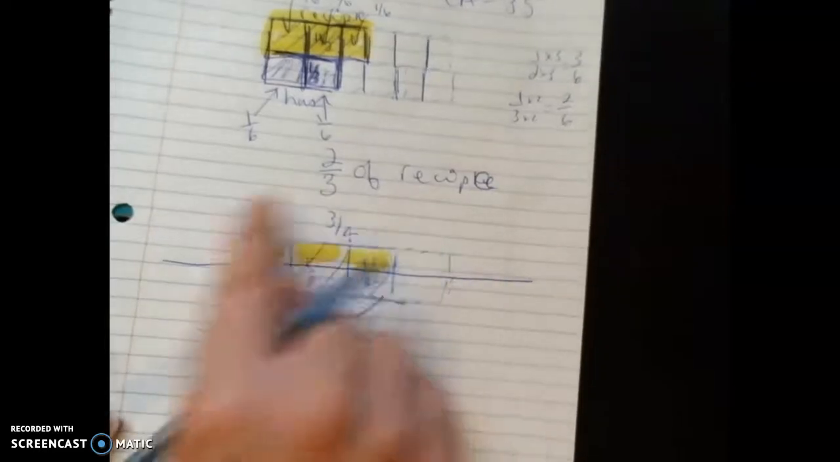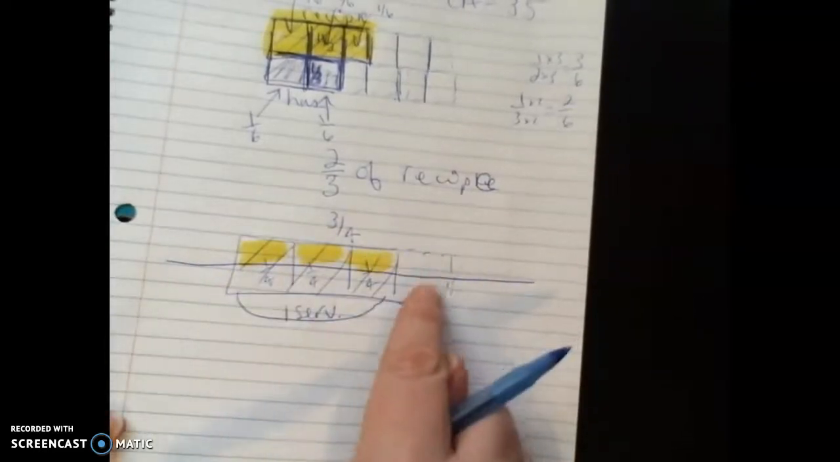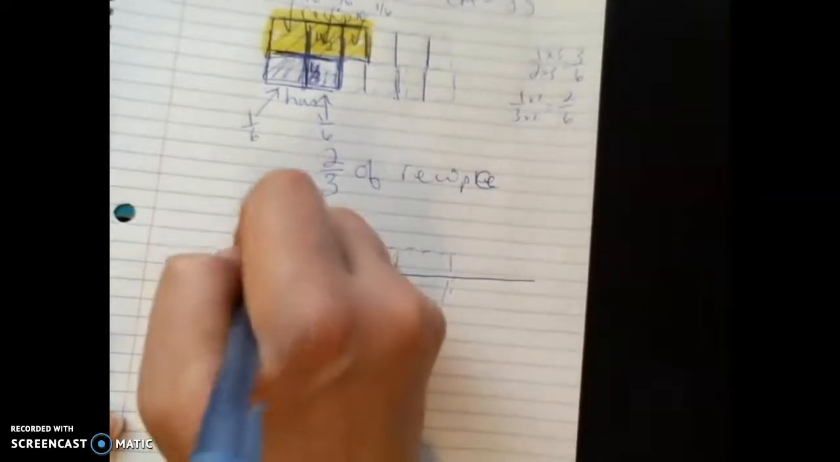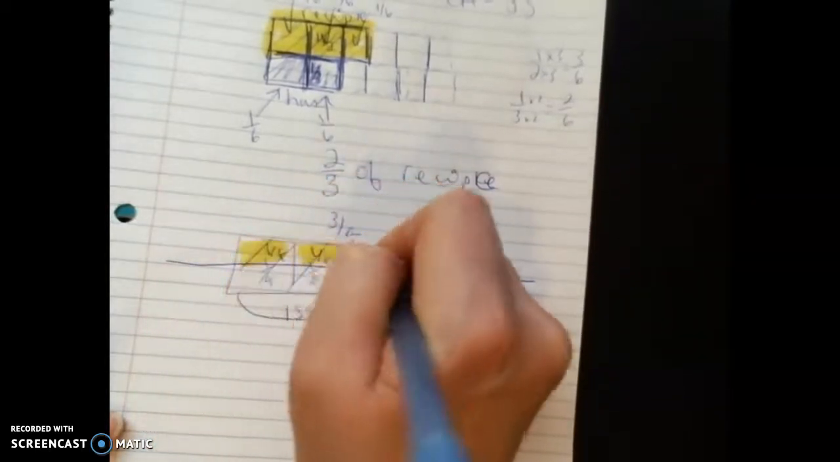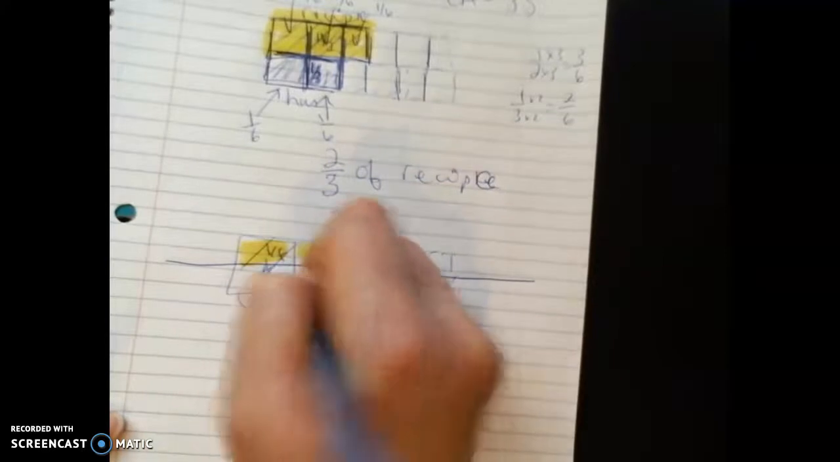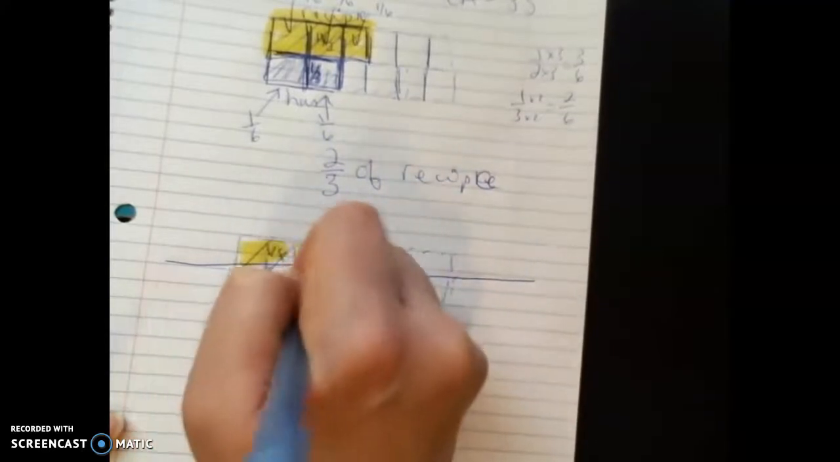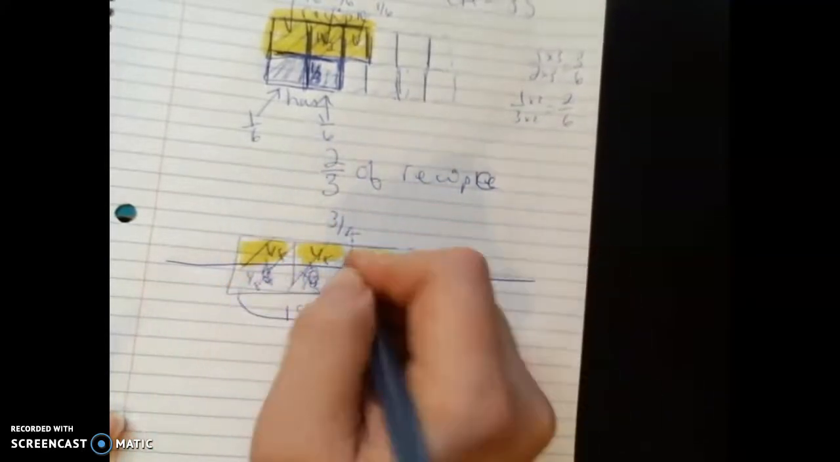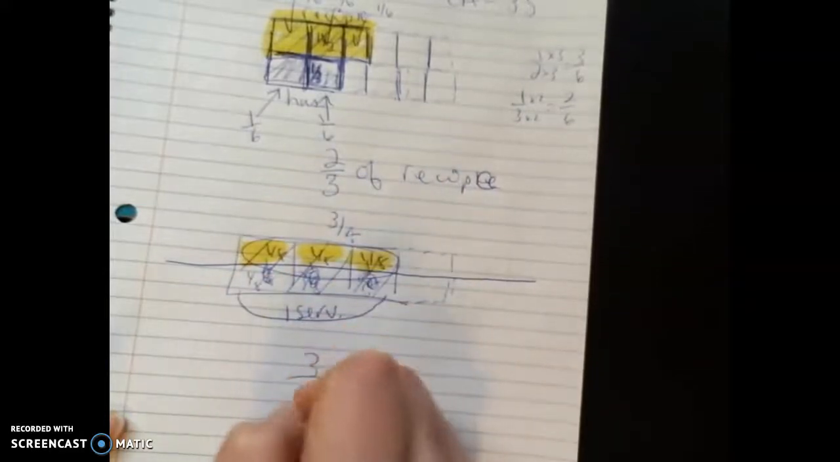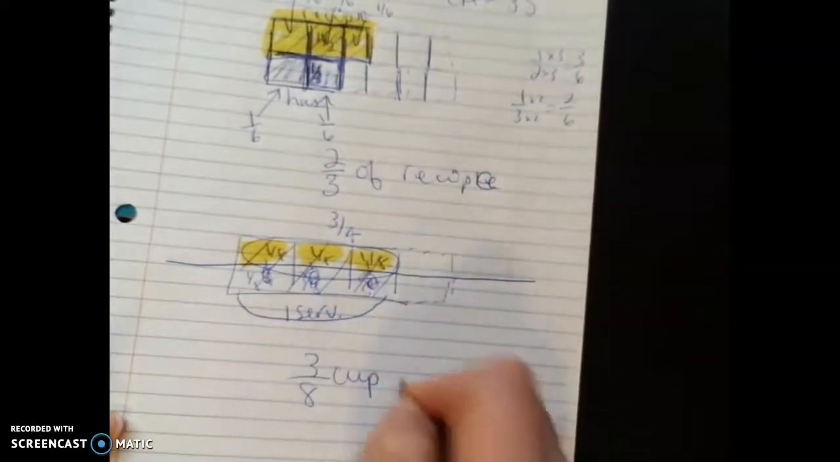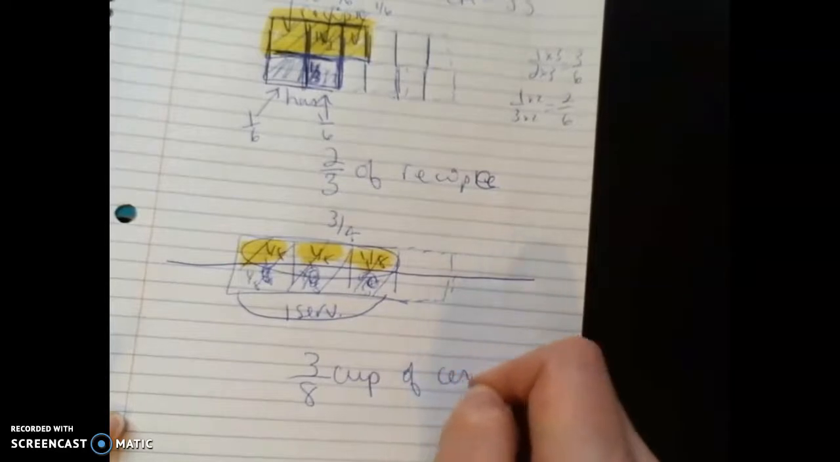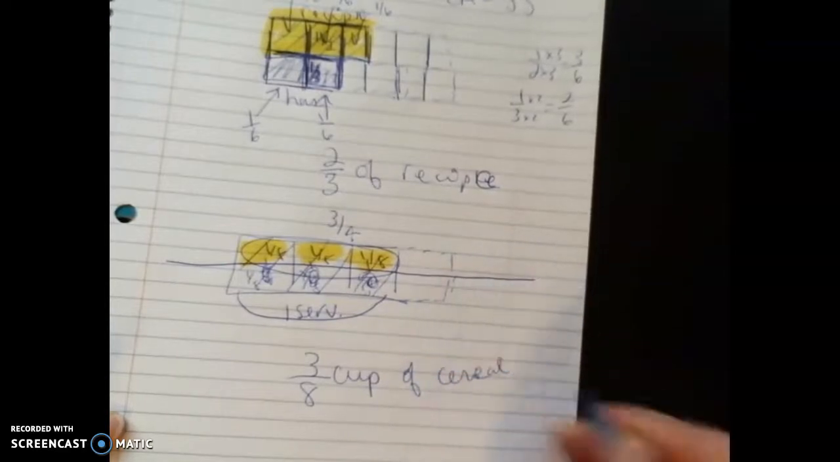So now we're going back to the whole cup, which now is cut into eighths. Do you see that? This is an 1/8, an 1/8, an 1/8, and then these guys down here are all also eighths, everything's an eighth. So he should eat 3/8 of a cup of cereal if he wants to eat half a serving.